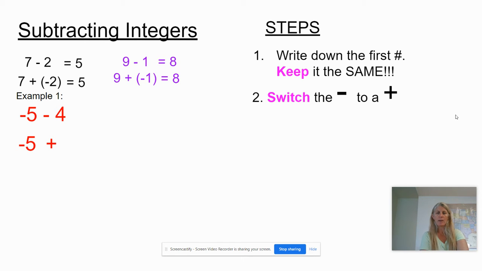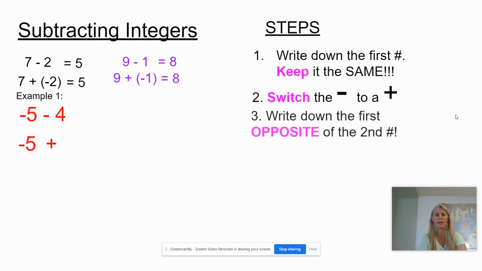Now our third step you have to be careful with. We're looking at the second number. So the second number in this case is 4, and we're going to go ahead and write down the opposite of the second number. So the opposite of 4 is negative 4. And remember, we're going to make sure we put parentheses around there because there's no such thing as plus minus. So we have negative 5 plus negative 4.